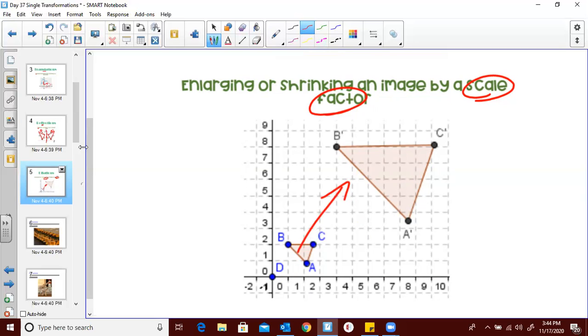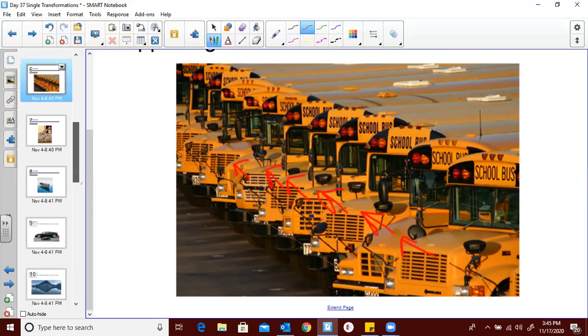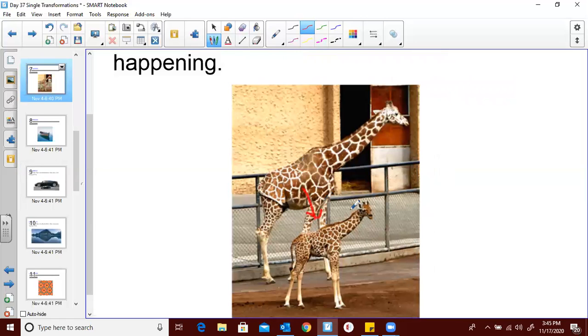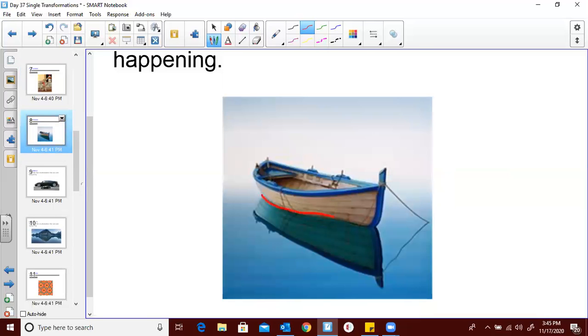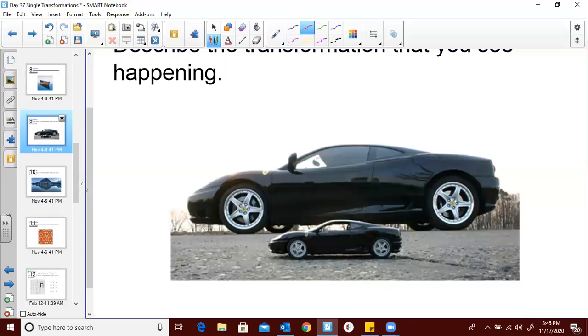So a couple of quick examples. This would be an example of translation, because as you can see, this bus is just being moved, and it just keeps being moved and moved and moved. You've got a dilation here. You've got a large giraffe, which will then become a small giraffe. Or if you wanted to go with the way nature works, you have a small giraffe, which will then become a large giraffe. Here you have a reflection. We have a reflection of this boat right here. Dilation of this car. We have a large car becoming a small car.